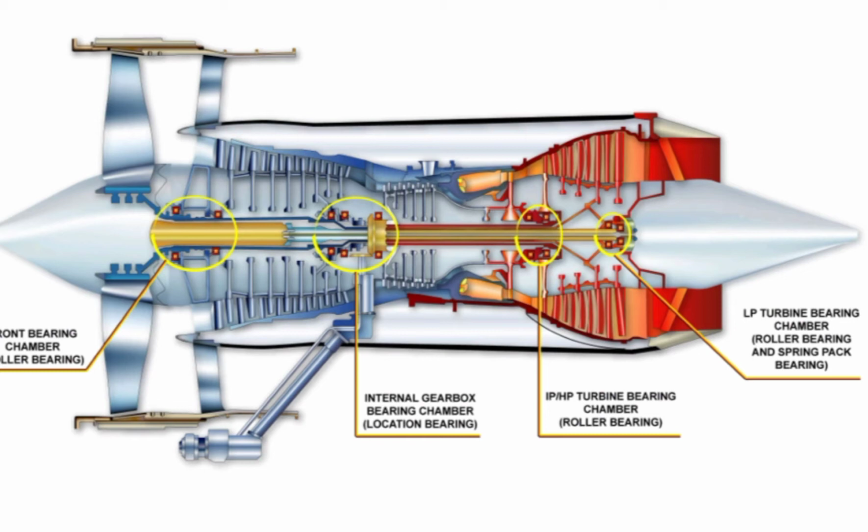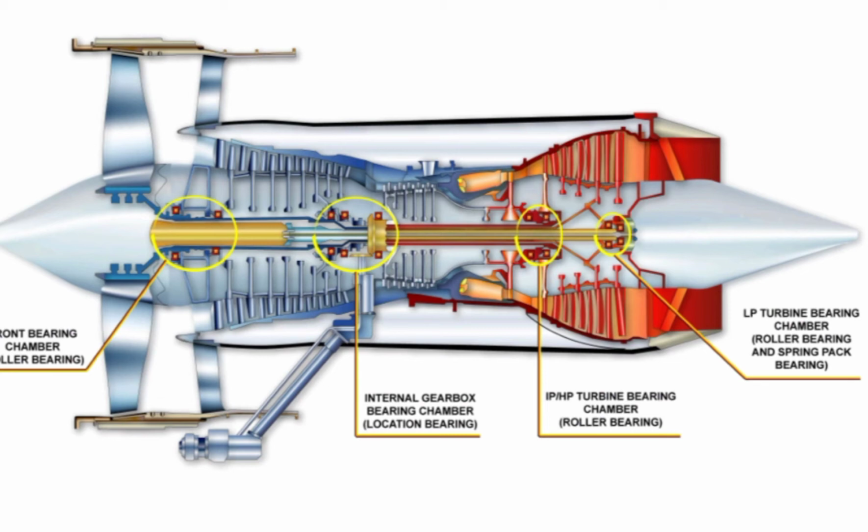There are 4 bearing chambers. 1. The front bearing chamber includes the LP and the IP roller bearings. 2. Internal gearbox bearing chamber includes the LP, IP and HP location bearings. 3. HP, IP turbine bearing chamber includes the HP and IP turbine roller bearings. 4. LP turbine bearing chamber includes the LP turbine roller bearing and the LP turbine spring pack bearing.